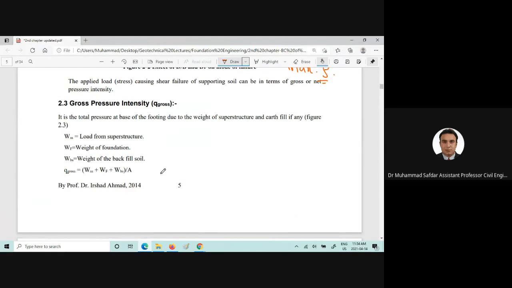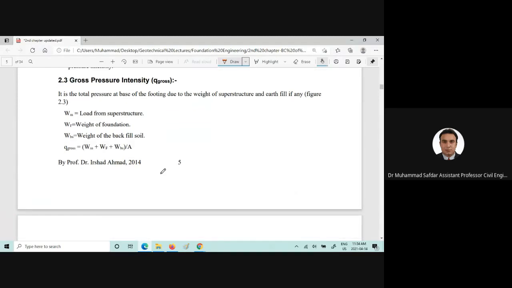Now, there are a few terms which are used in finding the bearing capacity, for example, the gross pressure intensity or the gross bearing capacity. If we add the weight of the superstructure, the weight of the foundation, and the weight of the backfill soil, and divide that by the area, we will get the Q gross, or the gross bearing capacity of the soil.